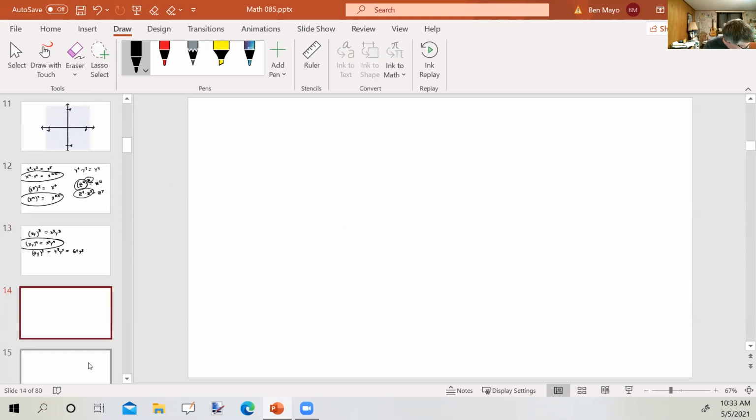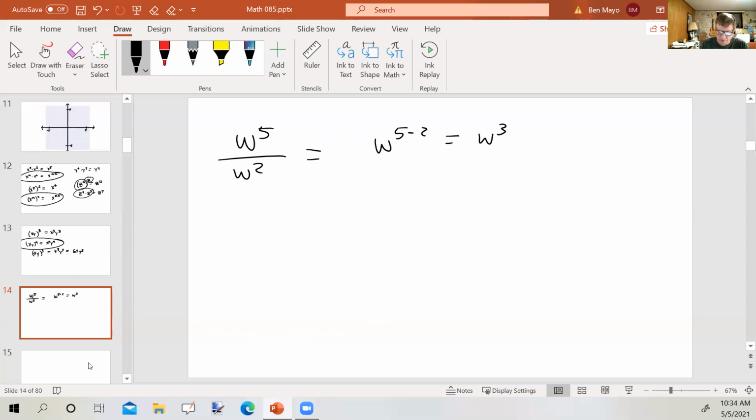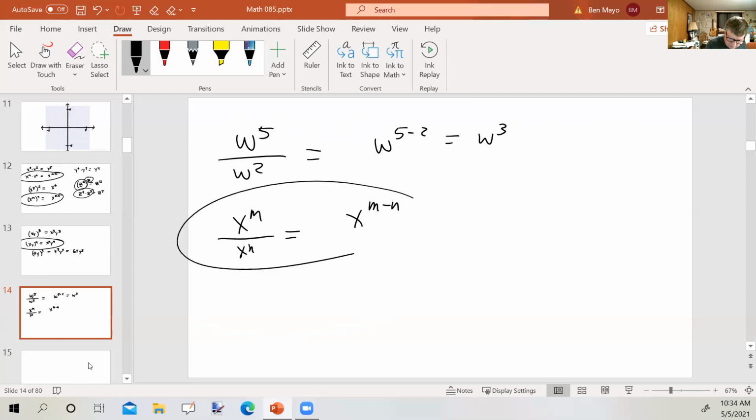Okay, let's say we have this situation, w to the 5th divided by w squared. So we're dividing two powers with the same base. In this case, we subtract the bottom exponent from the top exponent and attach them to the common base. Or if we have x to the m divided by x to the n, that is x to the m minus n power. Again, the quotient rule.